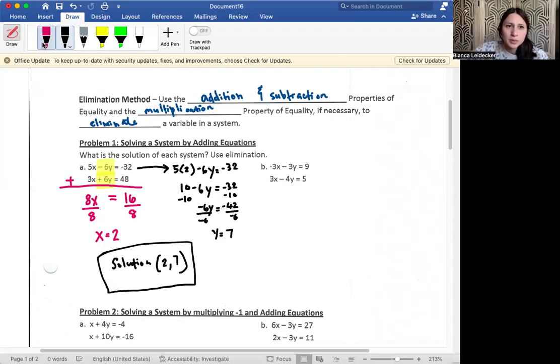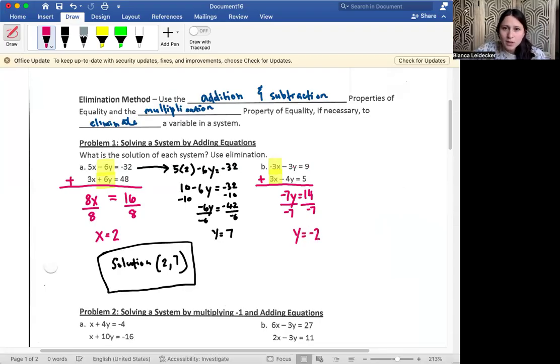Okay, looking at example B, we see a similar situation. Negative 3 and positive 3 cancel, right, if we add them. So you have to think through what property or what operation is going to allow me to cancel these out. If I add negative 3 plus positive 3, they will cancel, which means I'm going to add the entire system. So these cancel. I have negative 3y plus negative 4y, which is negative 7y. And bring down the 9 plus 5, which is 14. Divide by negative 7. Y is left over here. And 14 divided by negative 7 is negative 2.